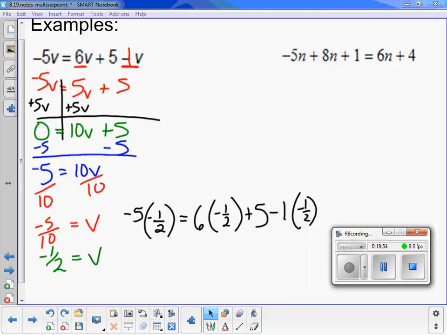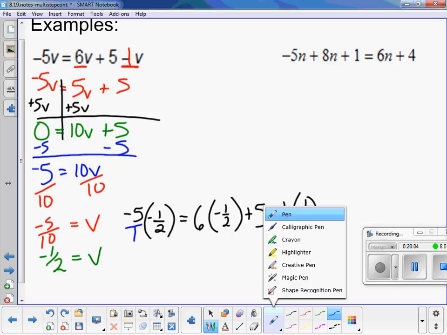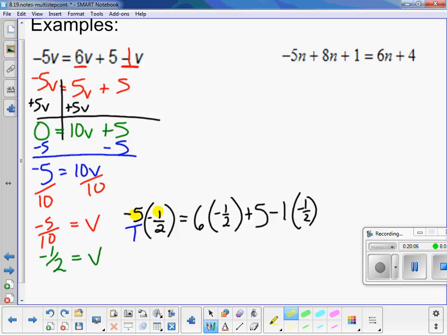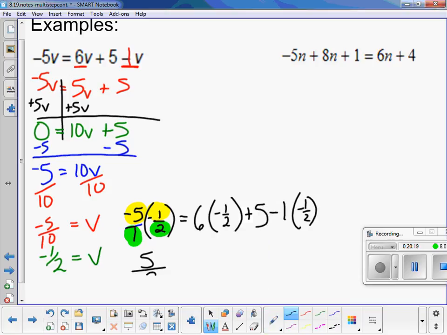Okay, so remember, negative 5 is like it's over 1, and so this would be negative 5 times negative 1, because remember when you multiply you go straight across, so negative 5 times negative 1 is positive 5, and 1 times 2 is 2, so I have 5 over 2 on the left hand side.